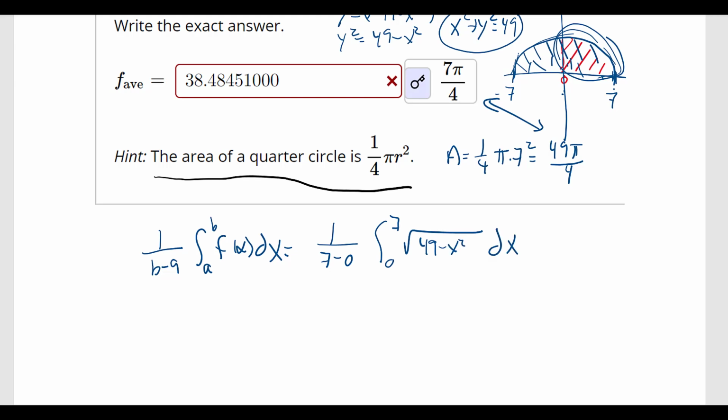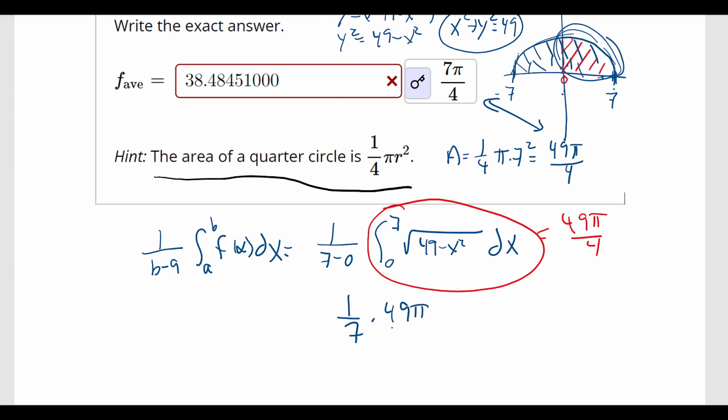Well, as we just rationalized, this part right here is going to be 49 pi over 4. So what that gives us is 1 over 7 times 49 pi over 4. And this 49 would reduce with the 7 in the denominator, and that would give us 7 pi over 4. And that's how this answer is derived.